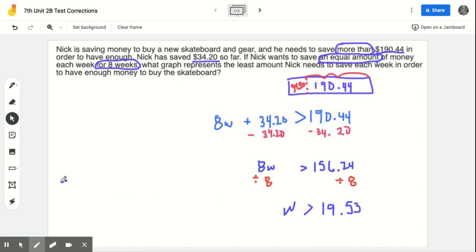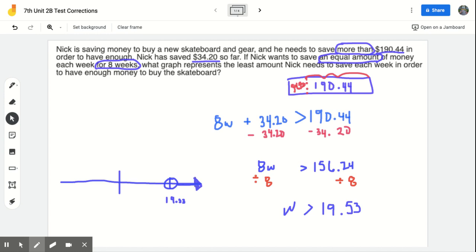Now in a number line, when you go to graph this, anything that does not have a line underneath it like this, it's going to be an open circle. So there'll be an open circle here at 19.53, which on the test there was an option for. And then everything greater than this amount would live to the right.